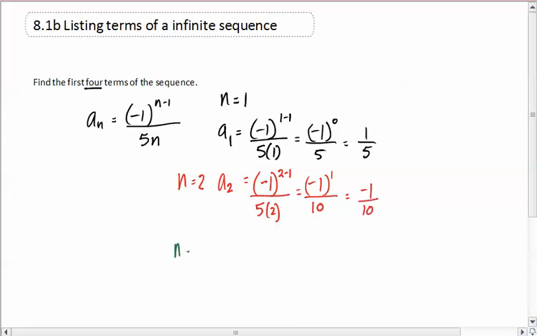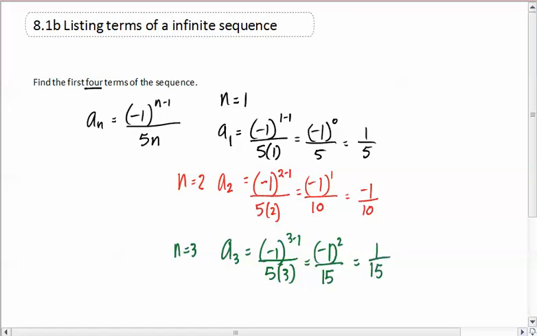Okay, so now for n is 3, a sub 3, there's a negative 1, 3 minus 1, 5 times 3. Again, we're placing the n into the formula just like we did in the previous video. Okay, so negative 1 squared is positive, and so there's that. Notice the alternating signs, and one last one.